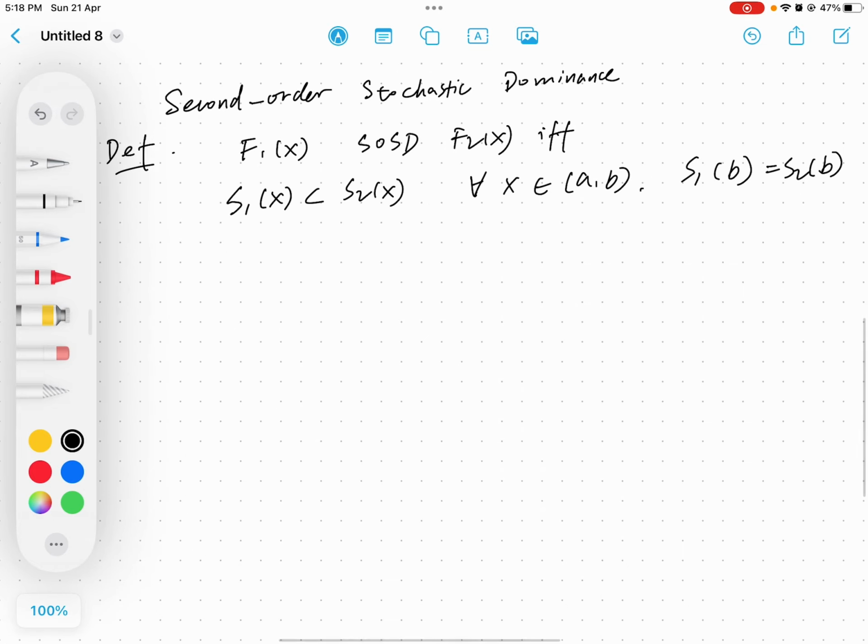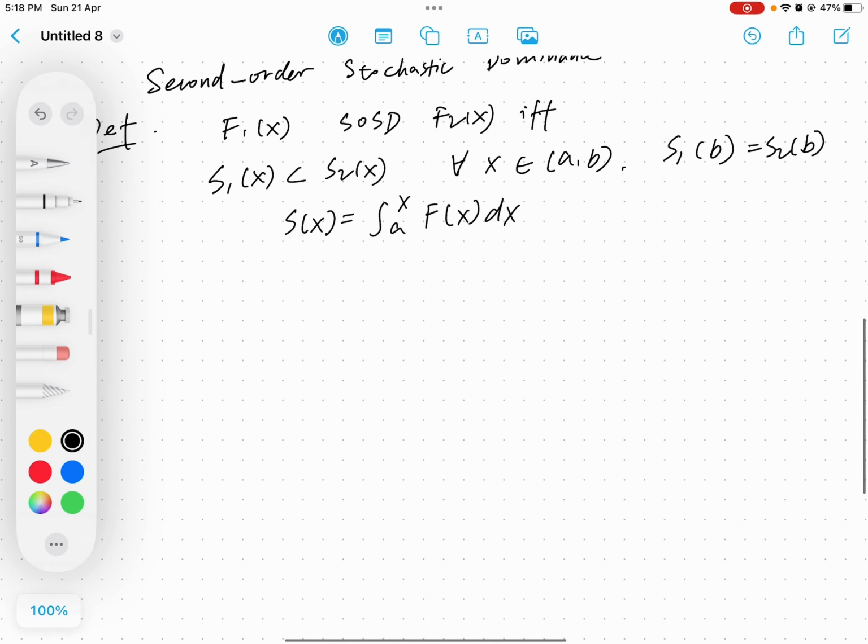Okay, so formally this s is defined as the integral from a to x of the CDF, which is the area under the CDF functions. And in addition, we can say that f2 is a mean preserving spread of f1.